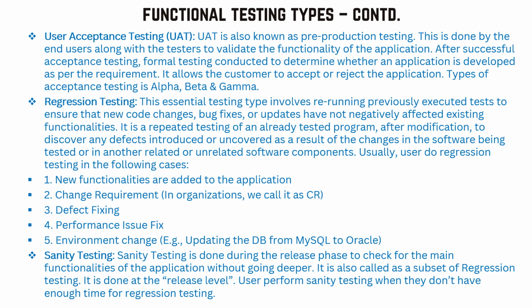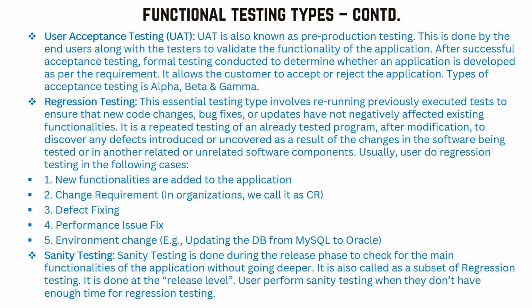Usually, users do regression testing in the following cases: whether new functionality was added to the application, any kind of CR or change request is happening in the project, any kind of defect fix, performance issue fixing, or environment changes like updating the DB or the programming language. Whenever this kind of thing happens, there might be chances that existing things can also break along with the new defect. So as part of regression testing, the QA team will certify that because of the new changes, existing things are still working fine, not getting impacted, and no new defect is getting introduced.